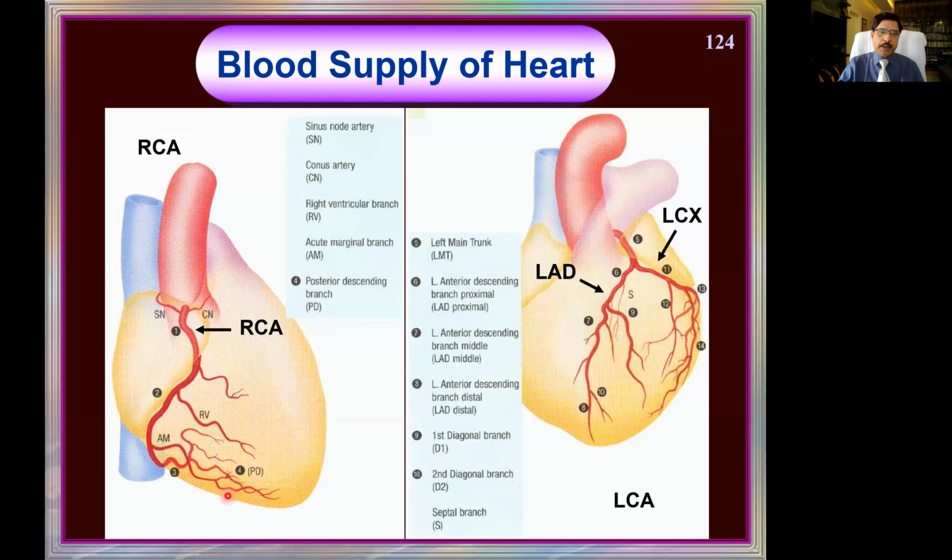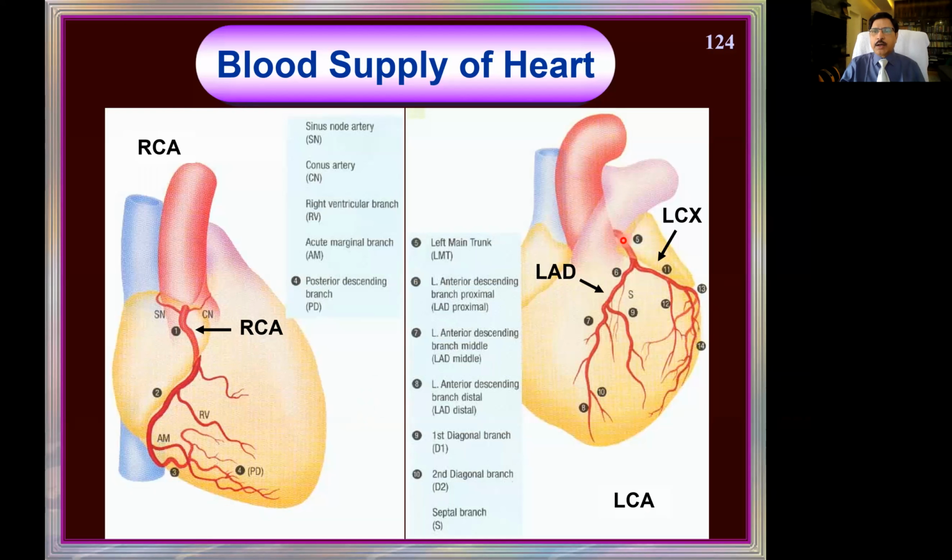into the posterior part. The right coronary artery's basic blood supply is to the sinus node, to the conus of the heart, the branches of the right ventricle, the acute marginal branch, and a posterior descending artery going to the posterior part, mostly to the right side of the heart. And the inferior surface of the heart is supplied by the right coronary artery.